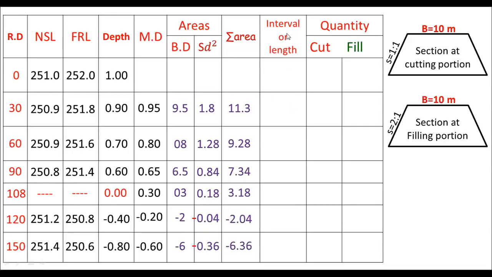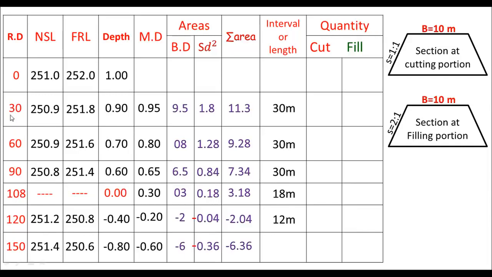After this, we'll plug in the per interval length. Okay, the interval at the stations is just 30 meter, and 30 meter over here, and 90, and of course 108. There's a difference of 18, so 18 meter, and this is just 120 minus 108, so 12 meter, right? This is just the length between two RDs, the distance between two stations. Okay, no problem.